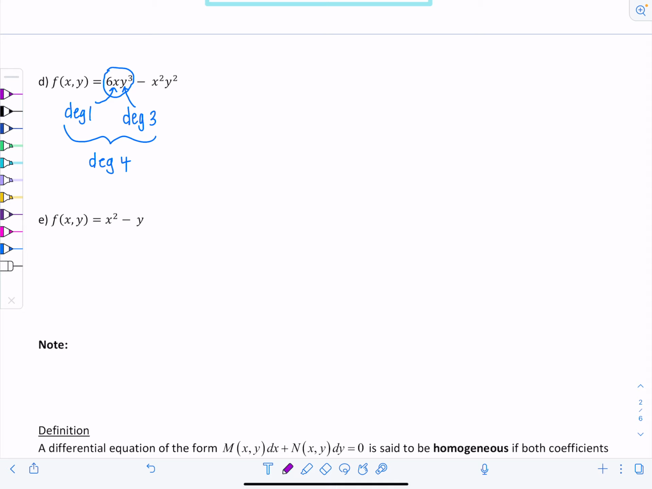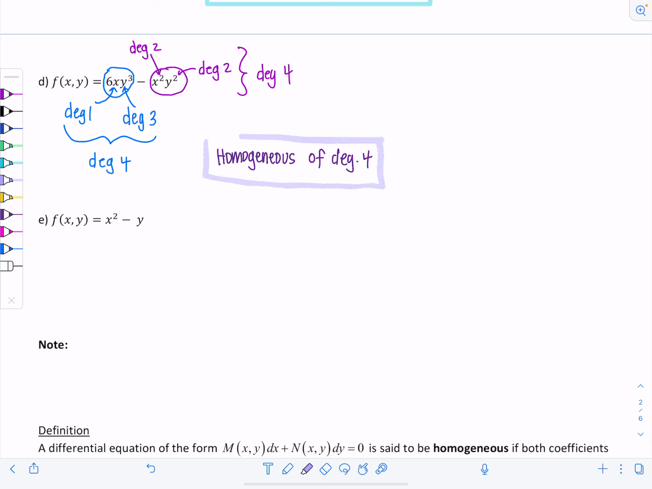Now look at the next term in the function, x squared y squared. Again, let's figure out the degree of each of the variable components. So x squared, that's degree 2. Y squared, that's also degree 2. So overall, this term is degree 4. Now, since both the terms in this function have the same degree, then we say, all right, f of xy is indeed homogeneous of degree 4. So you could check again using the definition, but this is just a quicker way to do it if you're working with a more simple function.